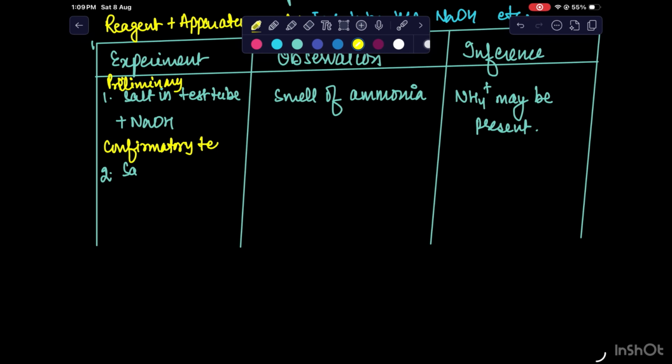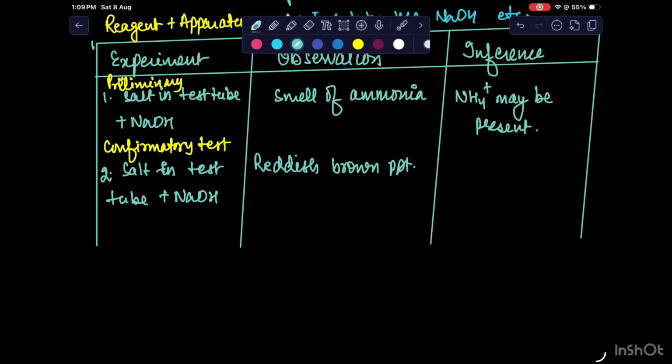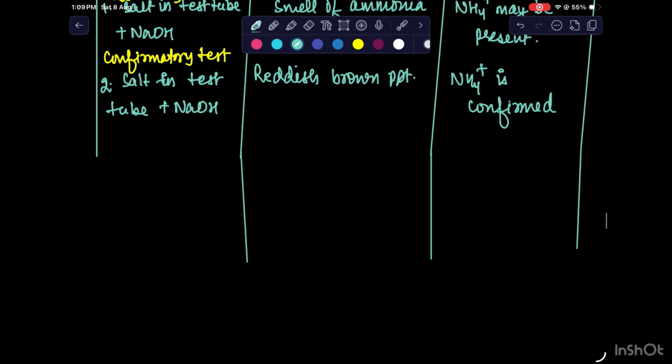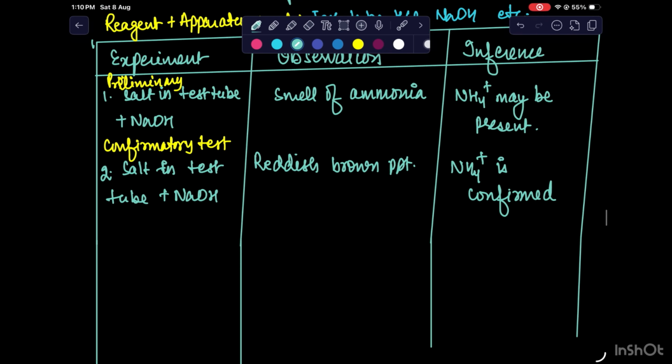The confirmatory test was the Nessler's reagent one, so you can write that salt in test tube plus NaOH and then smell of ammonia, and you have added Nessler's reagent. So when you add Nessler's reagent, you will find the reddish brown precipitate. So ammonia is confirmed. I have not written Nessler's reagent here, I think, but you have to write it, because only when you add Nessler's reagent will the reddish brown precipitate be formed. Okay. So this was the confirmatory test for ammonia.